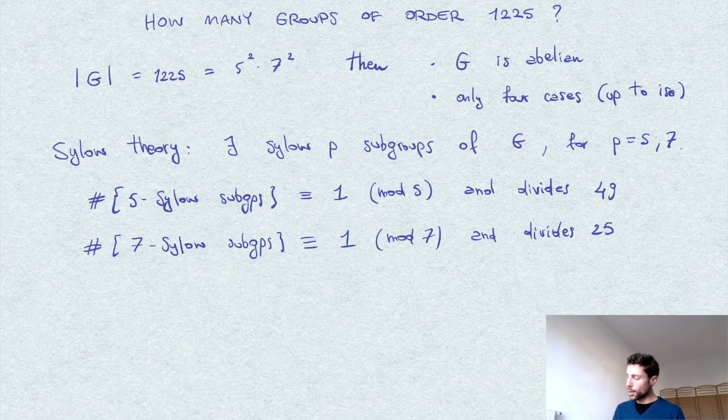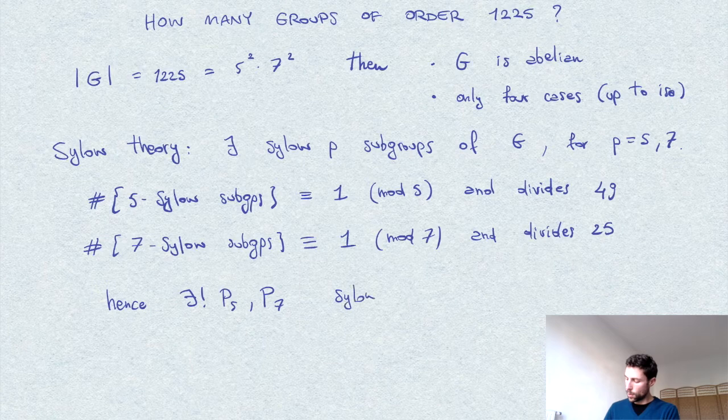So we see that there are no other options than having 1 as the number of 5-Sylow subgroups and also as the number of 7-Sylow subgroups. In other words, there exists a unique, say, P5 and a unique P7 Sylow subgroups. Moreover, another result in Sylow theory tells us that for a given p, all Sylow p-subgroups are conjugated. And since in this case we have a unique P5 and a unique P7, P7 is conjugated to itself, and P5 as well. In other words, they are normal.